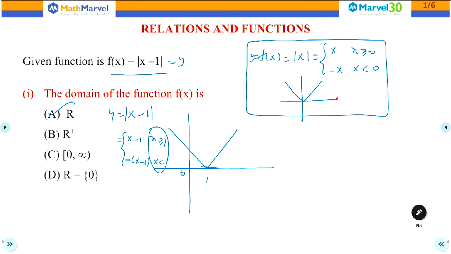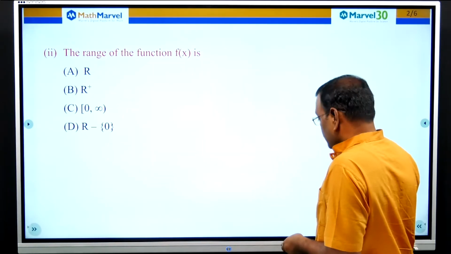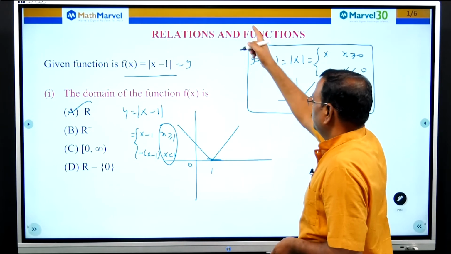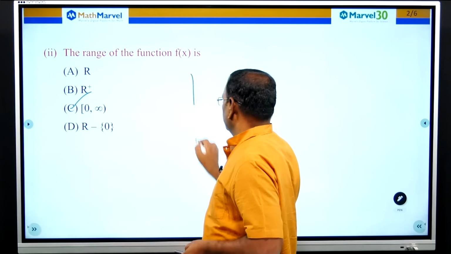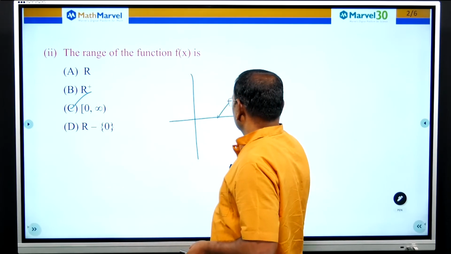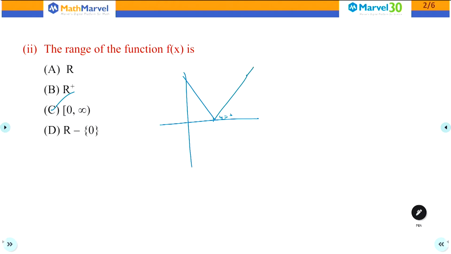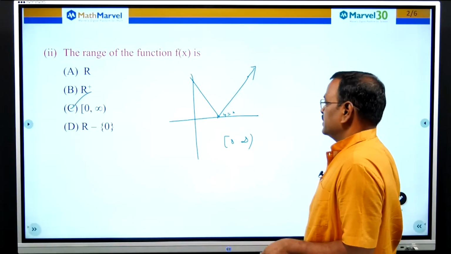See the second question now: the range of the function. The range of the function is from this point to this point, that is, from 0 to infinity. This point is y equal to 0 and this point is y equal to infinity, so the interval is 0 to infinity. That is option C.